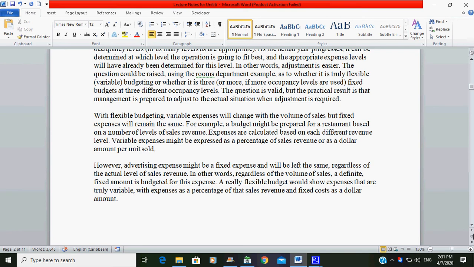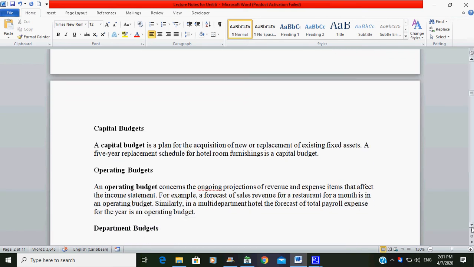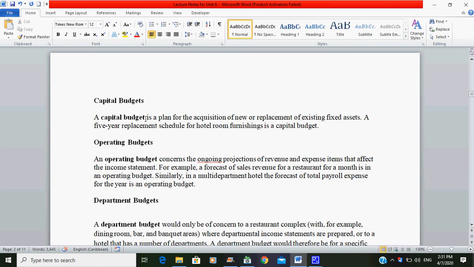We look at capital budgets now. A capital budget is a plan for the acquisition of new or replacement of existing fixed assets. A 5-year replacement schedule for hotel room furnishings is a capital budget.